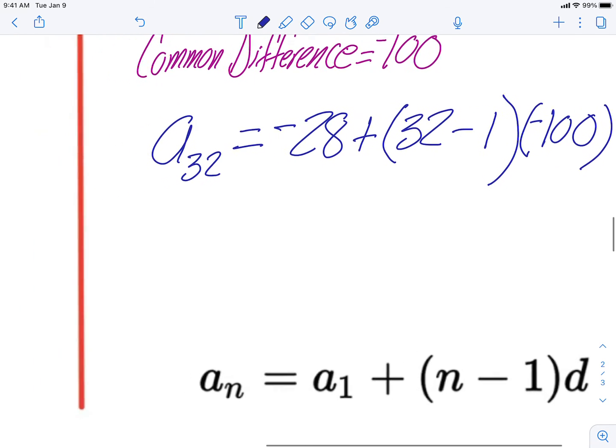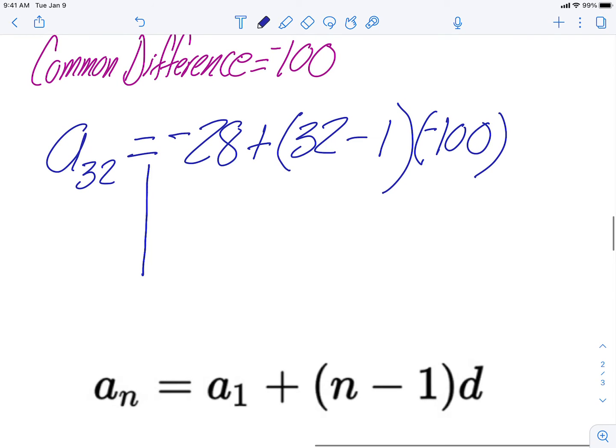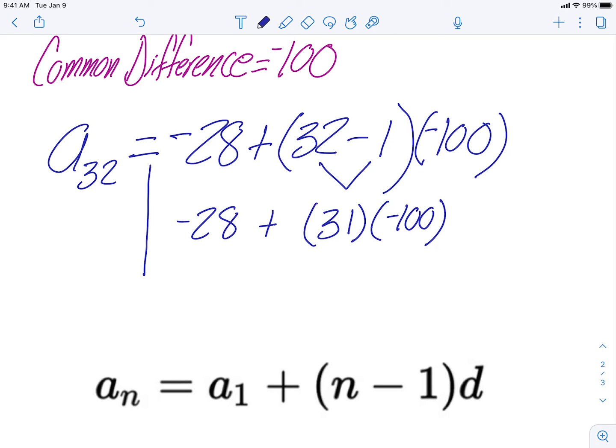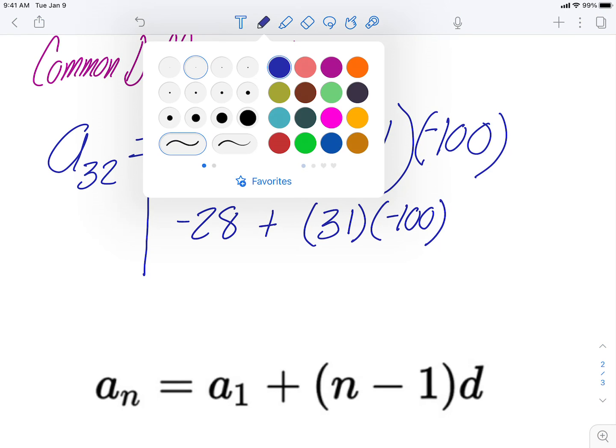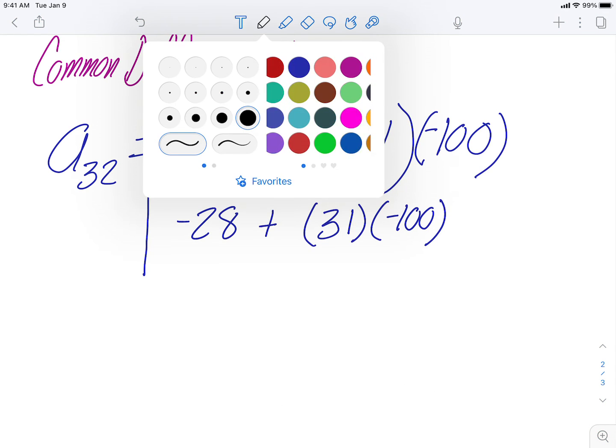Now we're going to write our line of separation. I'm going to do 32 minus 1 is 31, right? Times negative 100. Okay, and I bring down my plus negative 28. Okay, let me cover this up here so I have room. That was our formula though. We used our formula.